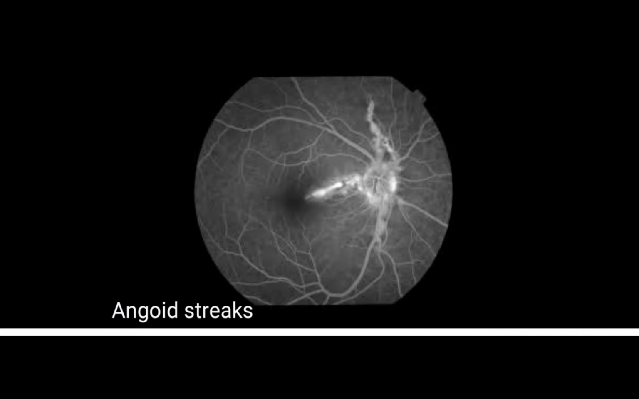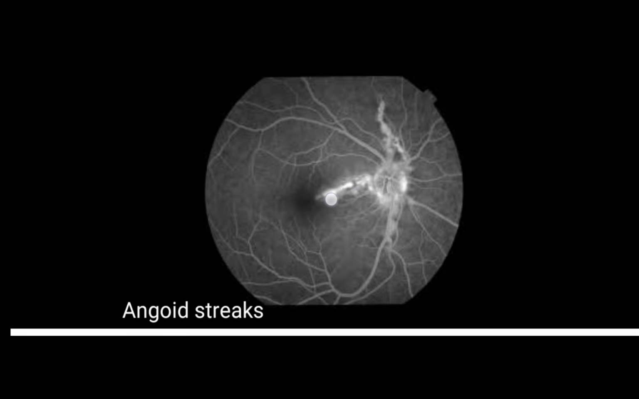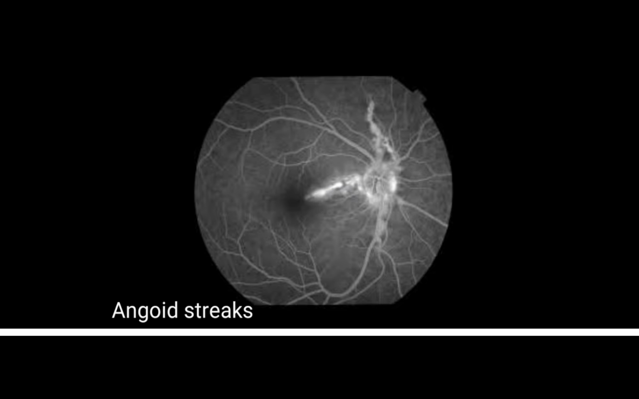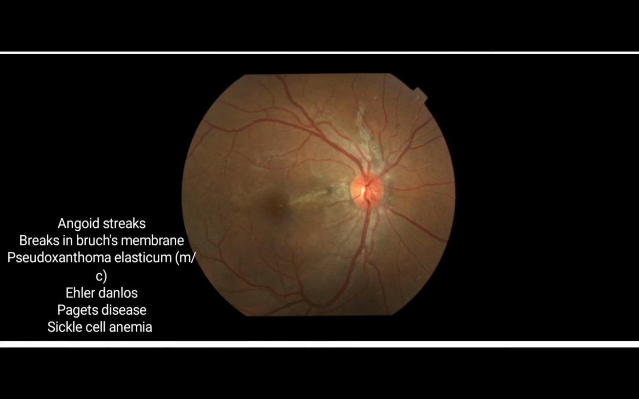Then this is the fundoscopic image of angioid streaks. Here streaks go out from the optic disc region, and it is known as angioid streaks. This is another image with streaks emerging from the optic disc region. Angioid streaks are basically breaks in Bruch's membrane, and are seen in pseudoxanthoma elasticum, the most common, then Ehlers-Danlos syndrome, Paget's disease, and sickle cell anemia.